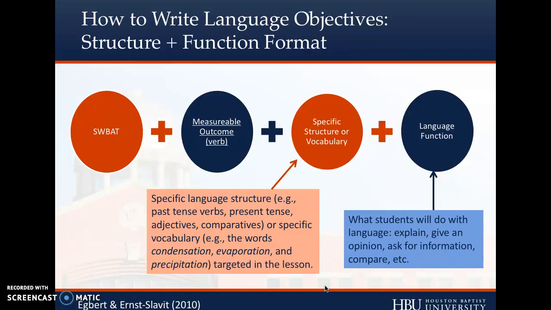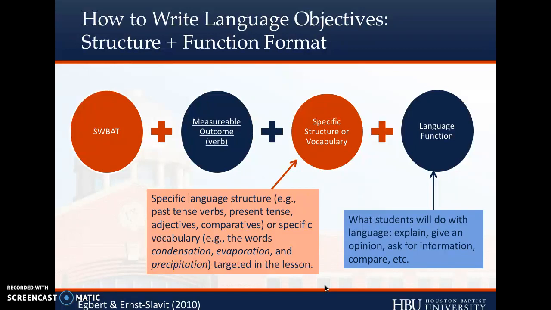So you want them to be able to use past tense verbs. Learners will be able to use past tense verbs to explain something that happened in history. Can't think of one. To explain ancient Egyptian government or something like that. I don't know, but something in the past tense. But that's a really good one for history because that's a structure that they would need.